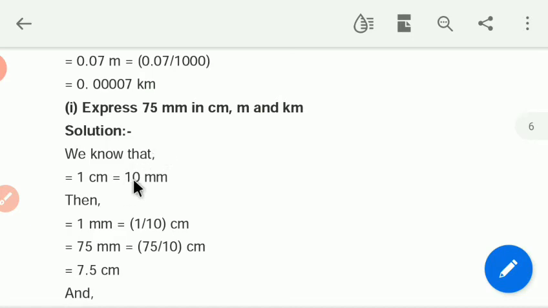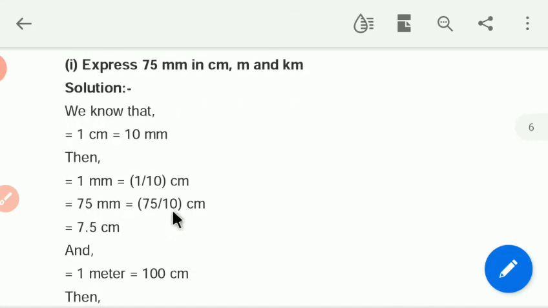So first we'll find for 1 millimeter. So 1 millimeter will be 1 upon 10 centimeter. So 75 millimeter will be how much? Now again we have to find for 1 to many. It means 1 by 10 you have to multiply by 75. So 75 upon 10. How many zeros are there? Only 1 zero. It means after one number you have to put decimal. So 7.5 centimeter. So we have changed from millimeter to centimeter.